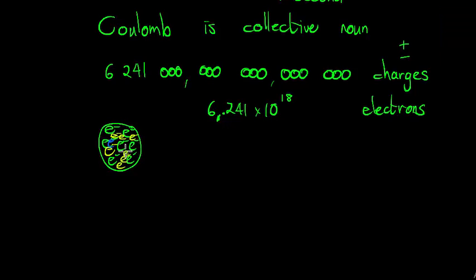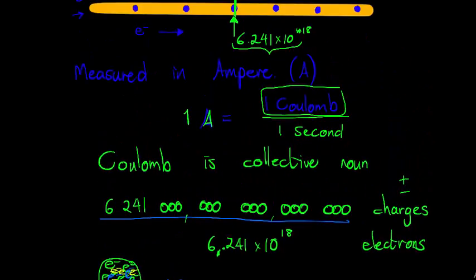But if I were to draw in all of these electrons, and I would draw this many, then this would be 1 coulomb of electrons. So from now on, when I talk about a coulomb, think of a team of electrons with this many electrons in there. That's what I want to say.